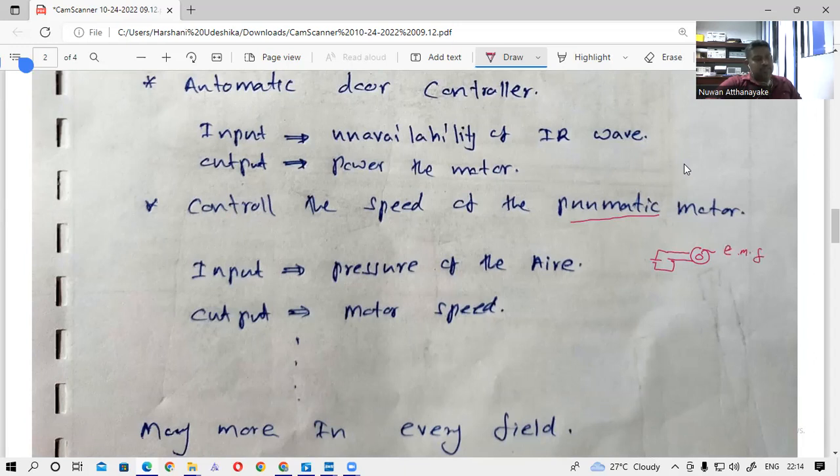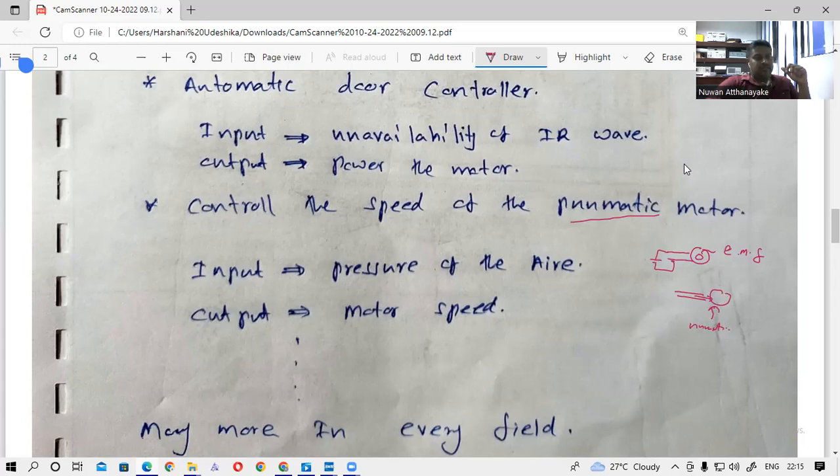When we give electric power, it will create EMF, electromagnetic force, and it will rotate. In pneumatic motors, we send air to the motor, and due to that air, the motor rotates. Sometimes in automation we prefer to use the pneumatic motor, because if some disturbance happens, it does not affect the motor.